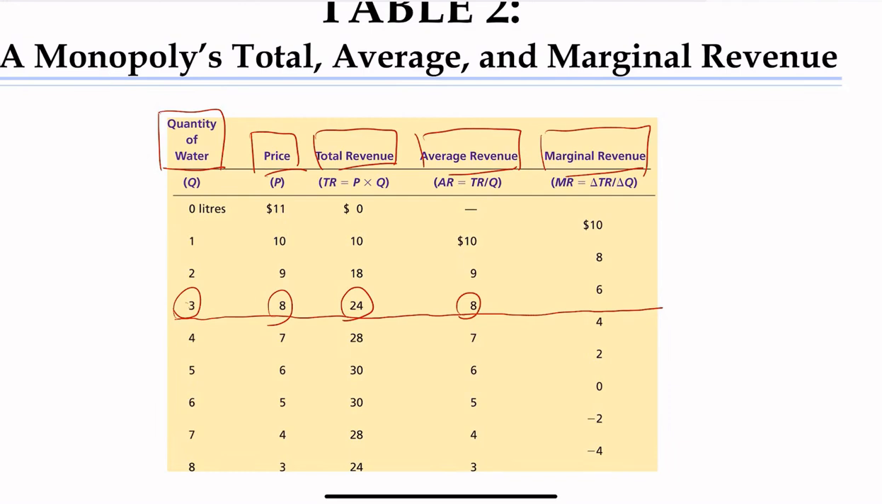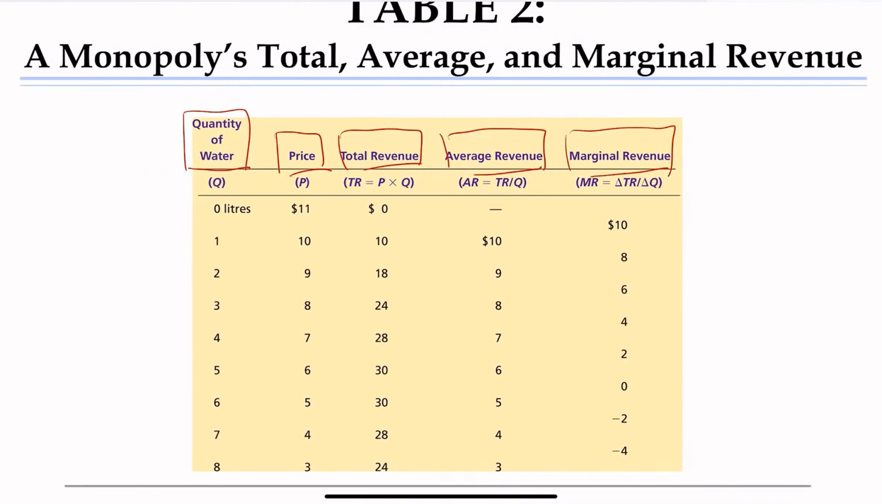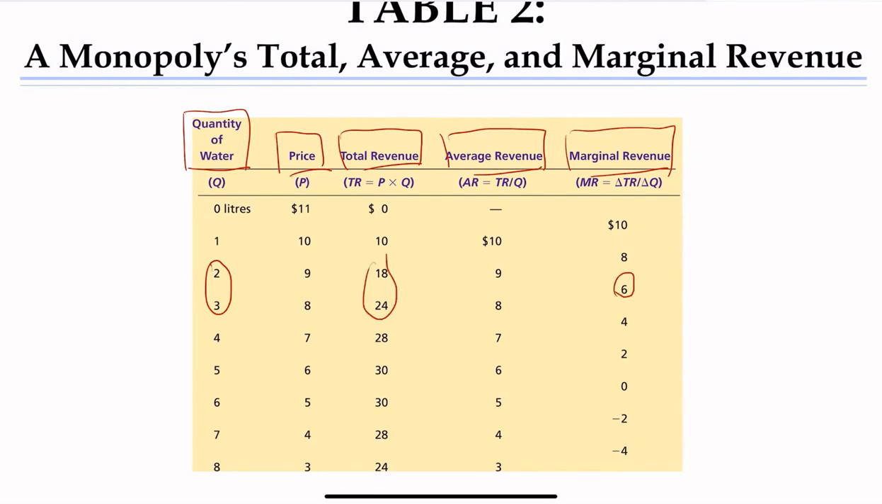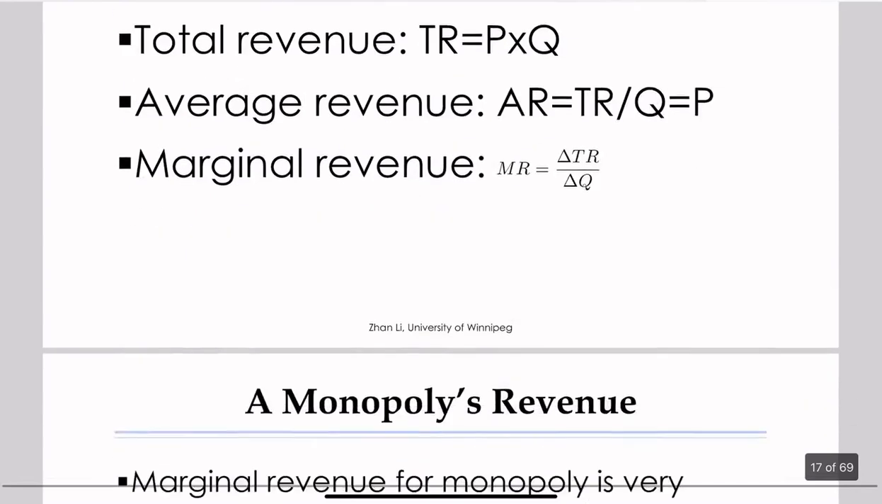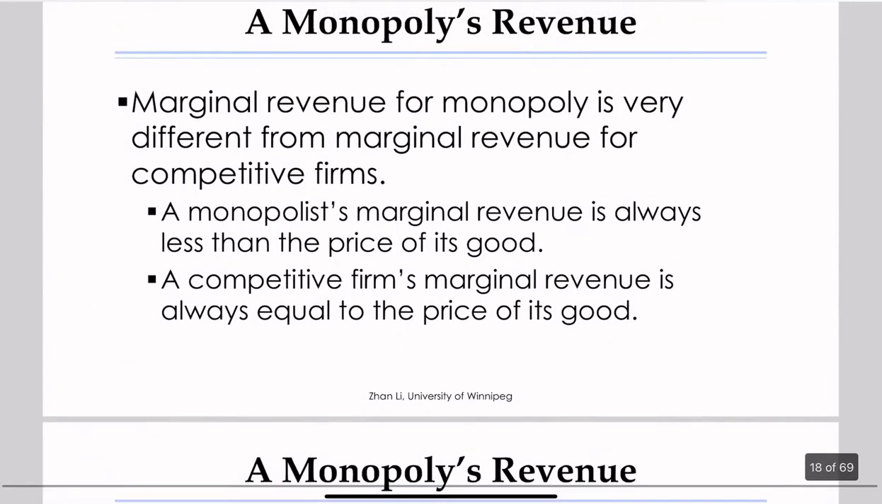And what about marginal revenue? We can see that if the firm increases quantity from 2 to 3, then marginal revenue is 6, right? Basically it's 24 minus 18, that is the change in total revenue, divided by the change in quantity, 3 minus 2. This gives us 6. That's very easy to calculate.